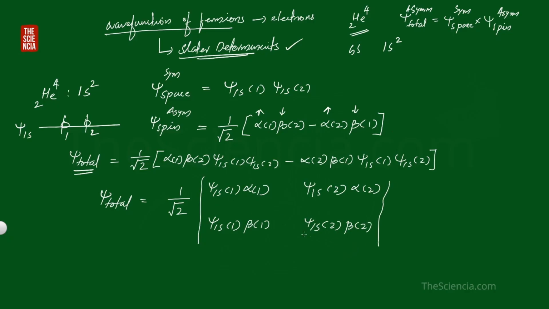Suppose you are multiplying this determinant this way: psi 1s of 1 alpha of 1 into psi 1s of 2 beta of 2, that is the first term, right? Minus psi 1s of 2 alpha of 2 into psi 1s of 1 beta of 1, that is nothing but this term. So we can write this wave function in determinant form, that is this one. Here let us check the properties of this determinant.